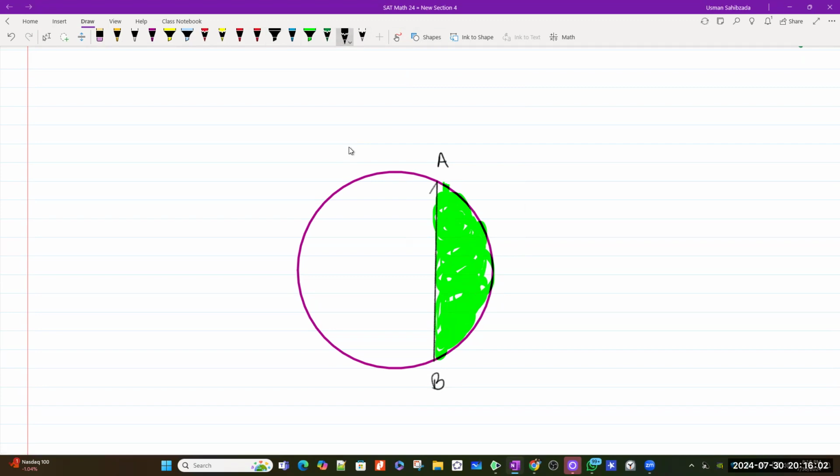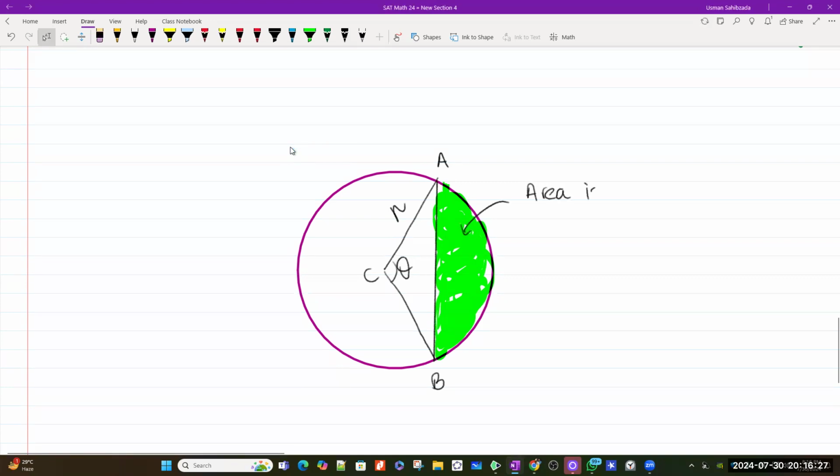If there's a center given, let's call the center C. Center of the circle is C. The radius is R. The angle made at the center is theta. So this area is the area of the segment.